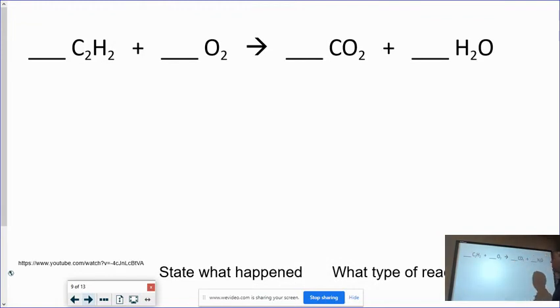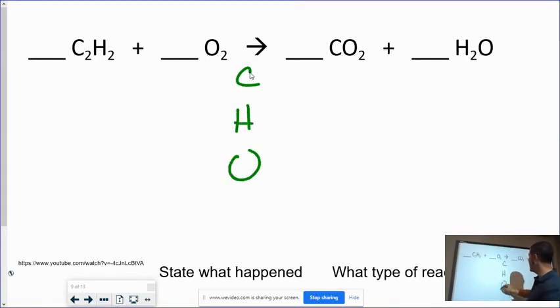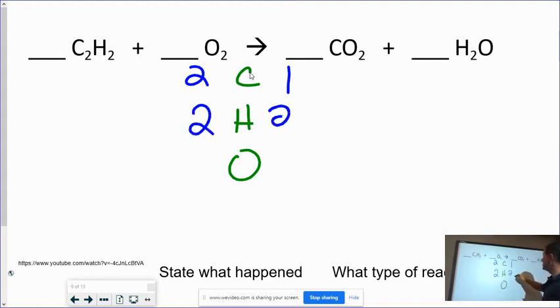All right, so we have this one. So again, you should be pausing the video, trying this problem on your own. Otherwise, you're not going to learn anything. Play the video when you're done or when you get stuck. Carbon, hydrogen, oxygen. 2 carbons on that side, 1 carbon on that side. 2 hydrogens on that side, 2 hydrogens on that side. 2 oxygens on that side, and 3 oxygens on that side.